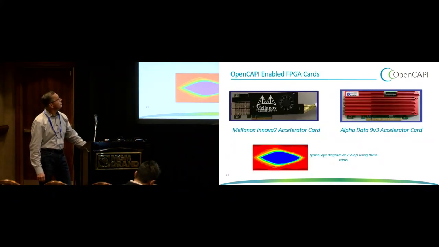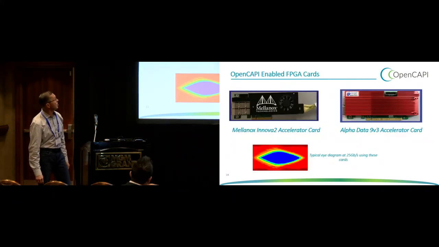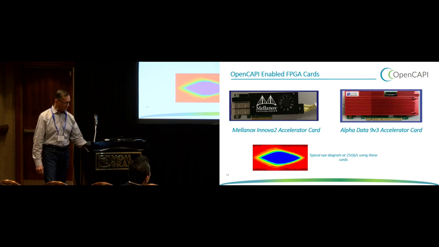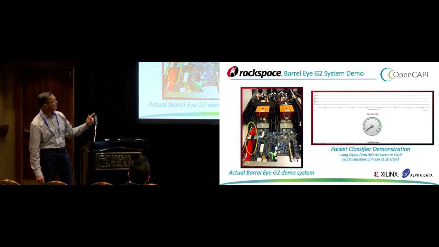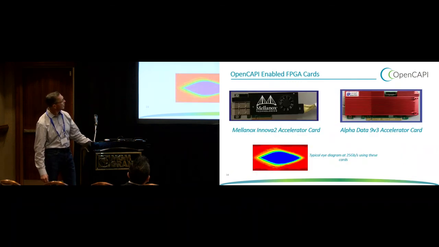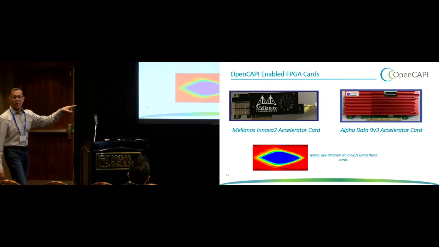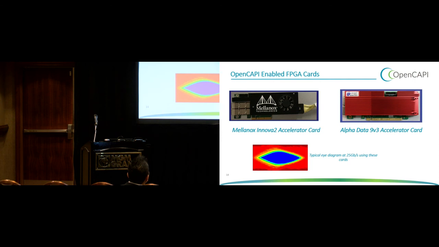Okay, so here are two examples of some of the cards that we have that are OpenCAPI enabled. We've got the Mellanox. Oops, that just ran on its own. That's strange. Okay, typical eye diagram at the bottom. That's our 25 gig bus that we've been using. So that just shows you. We've done so many of these measurements, but these eyes are very clean at 25 gigabit per second.